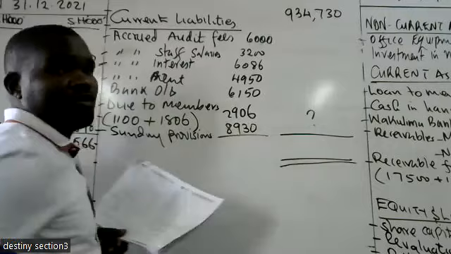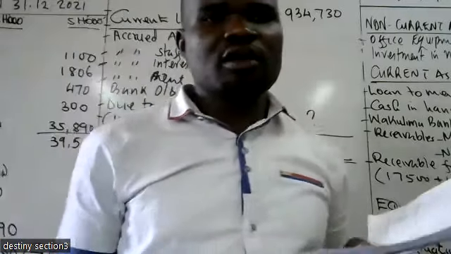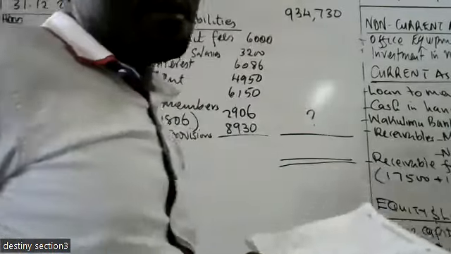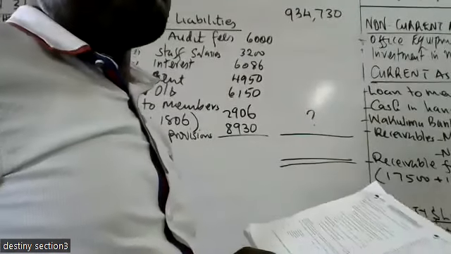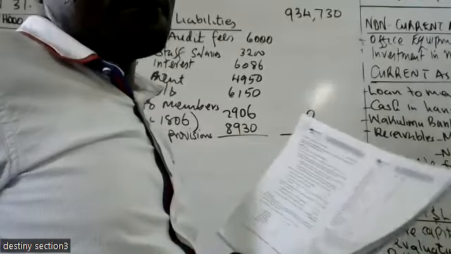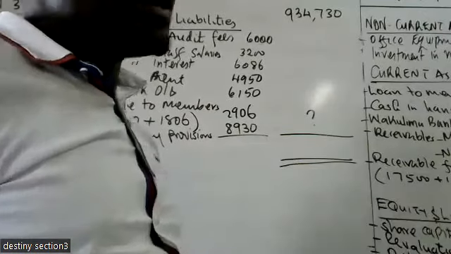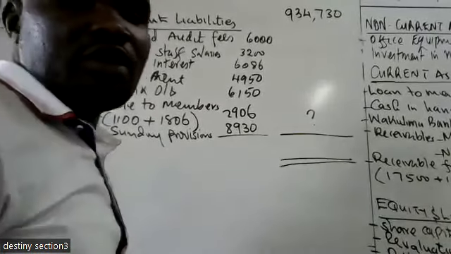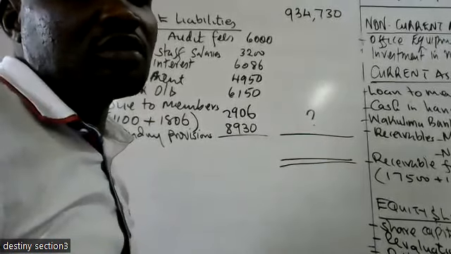Sundry provisions we have not captured. Capture that for me. Can you try to add that? Then now you do your amendment. You add 8930.